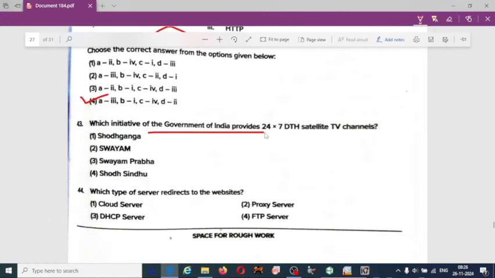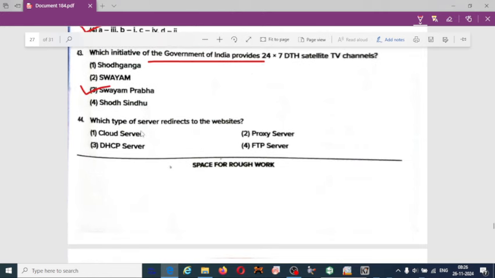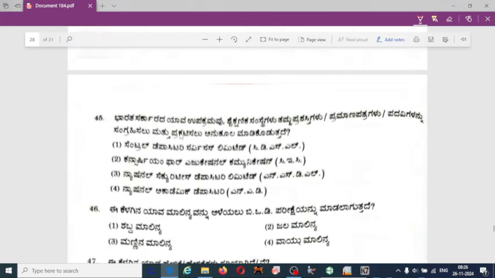Which initiative of the Government of India provides 24 into 7 satellite TV channel? Shodh Ganga, Swayam Prabha, Shodh Sindhu. So option 3, Swayam Prabha, is the correct option. Which of the server redirects to websites? Cloud proxy server, DHCP server, FTP. So DHCP, FTP are not recommended. So proxy also may not be. So first one, cloud server. Cloud server redirects the websites.